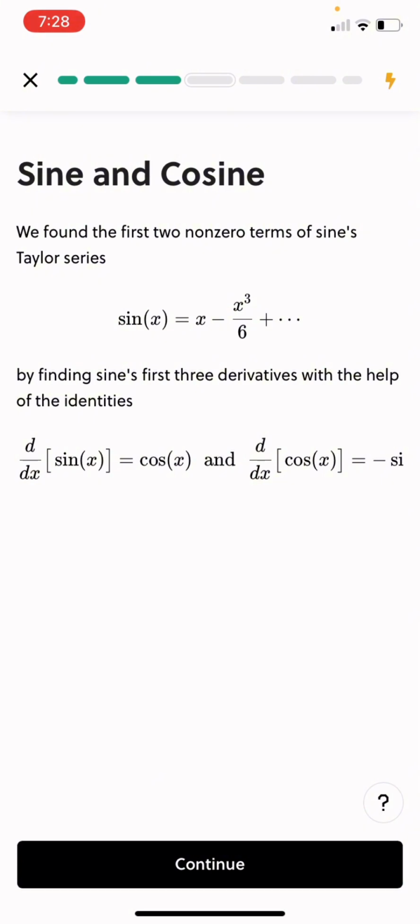We found that the first two non-zero terms of sine's Taylor series are sin x equals x minus x to the third over 6 plus continuing, by finding sine's first three derivatives with the help of the identities: the derivative of sin x equals cos x, and the derivative of cos x equals negative sin x.